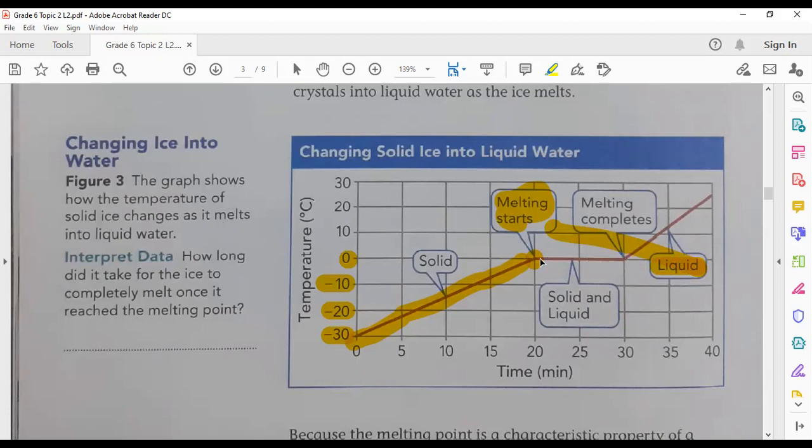When the temperature of ice is zero, it's a mixture of solid and liquid. When the melting starts, after a short period of time, the temperature does not increase, and part of the ice is solid and part of it is liquid. And after a period of time, or 30 minutes, the melting completes and the whole ice cube becomes liquid.